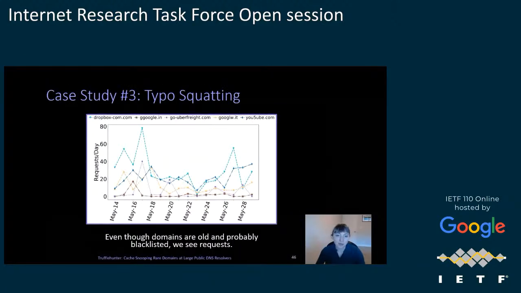And then finally, because we had some of these domains, we looked for typo squatting. These domains are pretty old. We don't expect that they are being used to phish anybody anymore, because received wisdom in prior work says that phishing domains and typo squatting domains usually roll over very quickly. They get blacklisted and then the miscreants move on to other domains. So you wouldn't expect that any of these would still be receiving DNS requests, but we saw that yes, they are still getting a few requests per day, which is interesting.